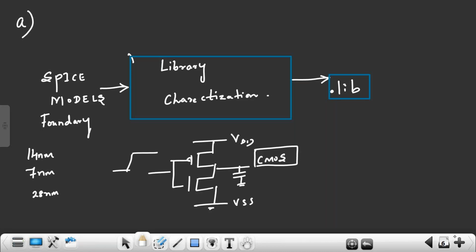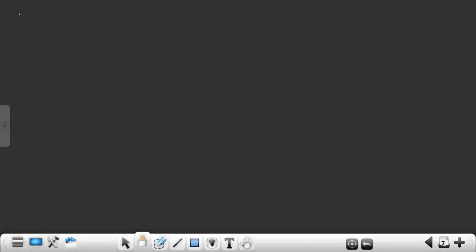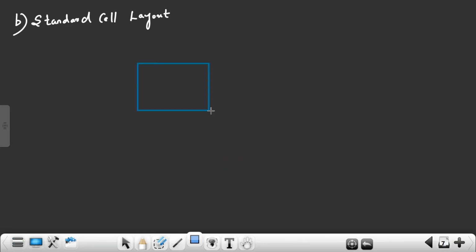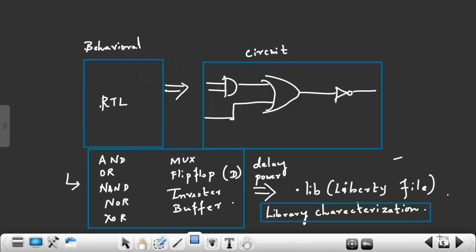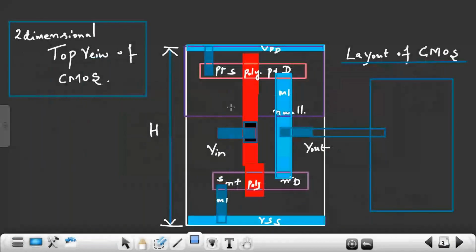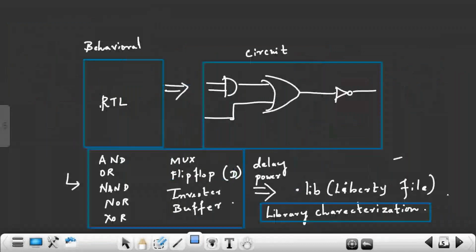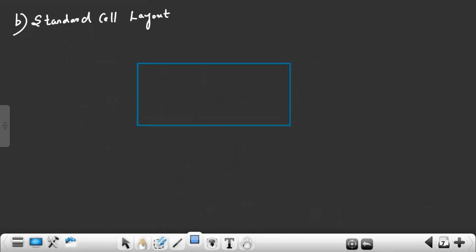There is one more team called the standard cell layout team. This is a separate team. It's not physical design or part of synthesis. Their role is only to draw the layout for all the standard cells. Right? This is called the standard cell layout team.